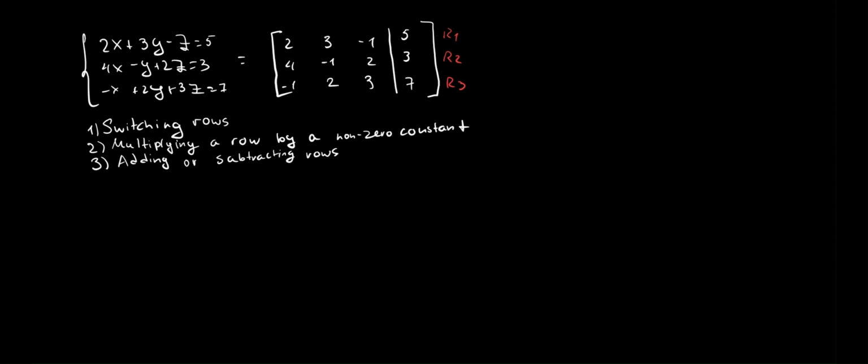In order for us to solve the matrix, there's three things we can do. First, we can switch rows. The second thing we can do is multiply a row by a non-zero constant. And the last thing we can do is adding or subtracting rows. So let's just take a look at each of the row operations and how we can do them.